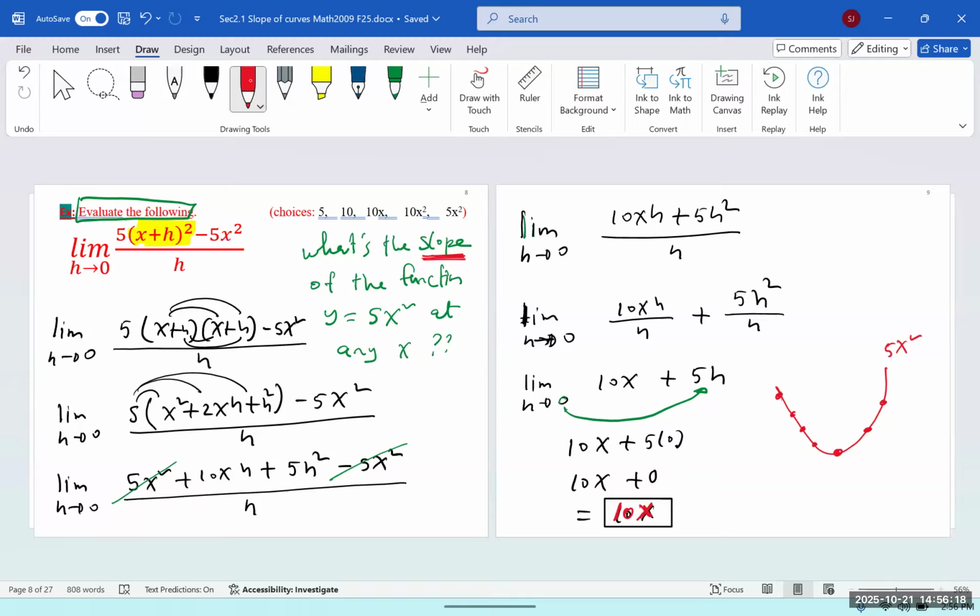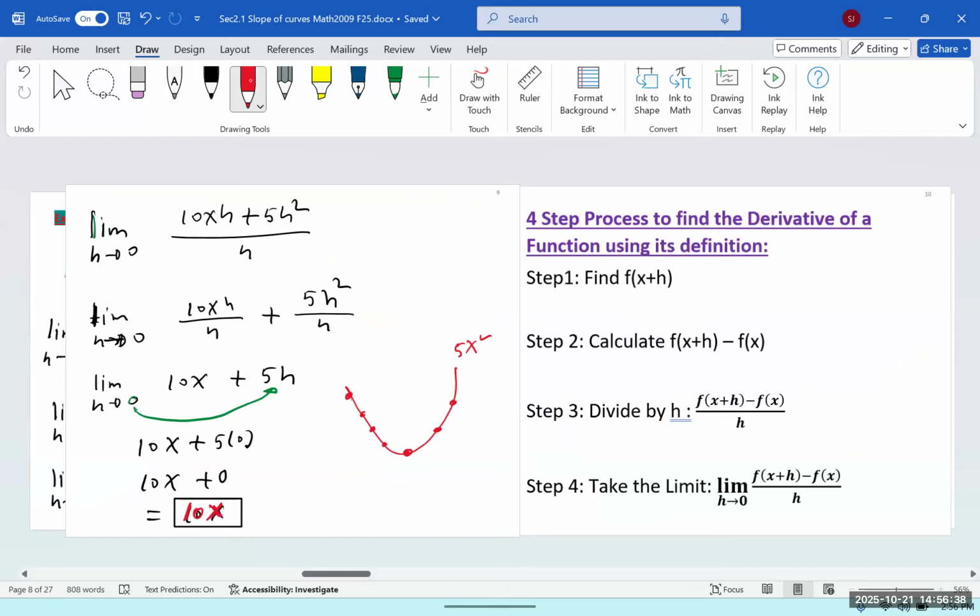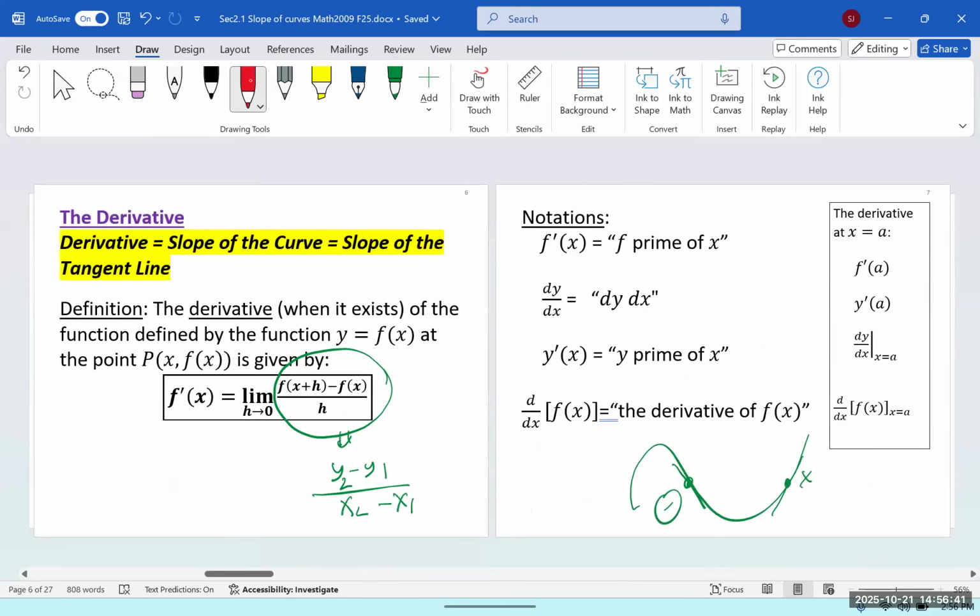The slope of the curve at any point. What's the slope of the curve at any point? That's the derivative. And it has a few fancy names. For example, find the derivative is the same as find the slope of the tangent line. Derivative means slope of the curve or slope of the tangent line. Later, we are going to learn many more fancy names. But for now, if you see the word derivative, or find the slope of the curve, or find the slope of the tangent line, remember they all mean the same thing: find the derivative.